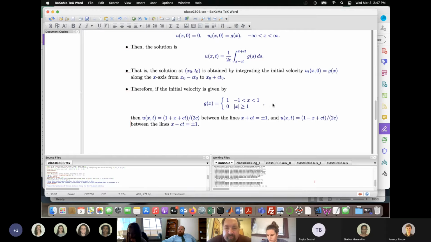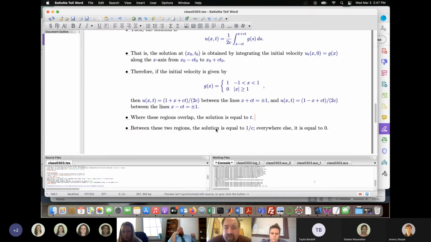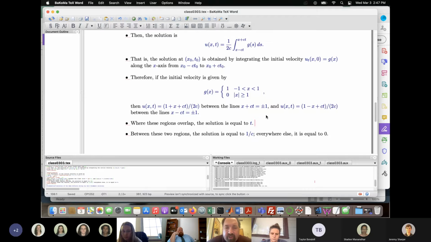So what ends up happening, here the solution formulas between these lines, like the shaded regions from the last example, and I'll show you this in a moment. When those two regions overlap, the solution is equal to t, and then in between the two regions where the solution was 0 before, it's now equal to 1 over c for whatever c is. Outside of all this, it's equal to 0, just like in a previous example. So I'm going to show you a similar diagram to explain where these different solution formulas come from.